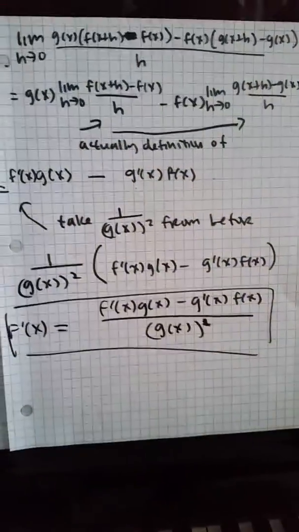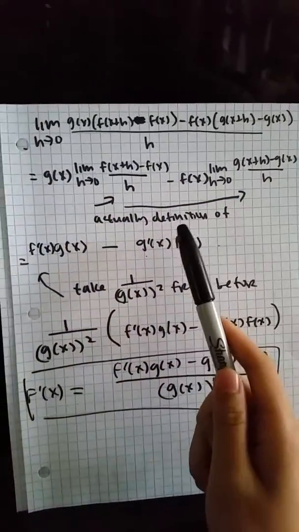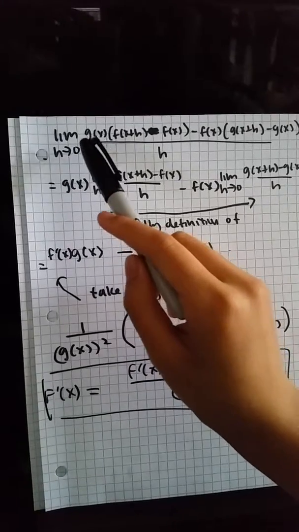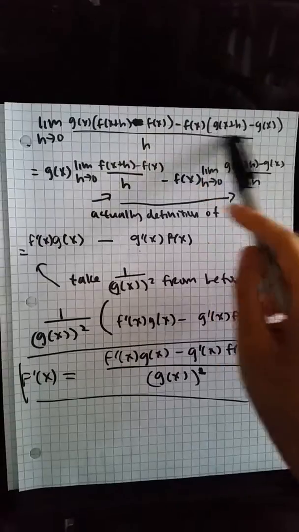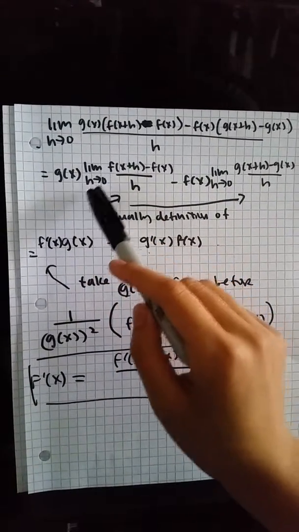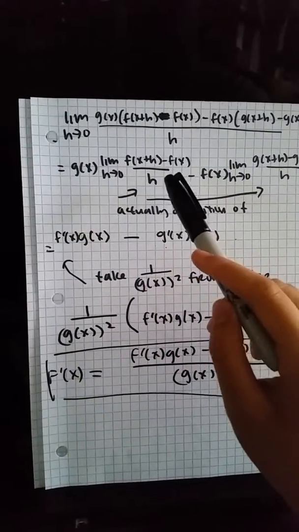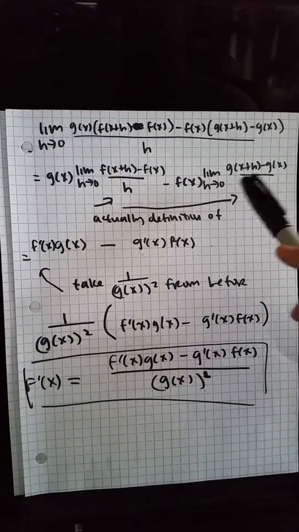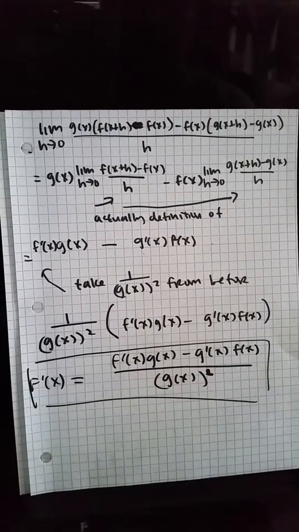And so we can then split this into two limits and then factor out. So by splitting it into two limits, first we factor out g of x from this first part and f of x from the second part, and then we split it into two limits. g of x times the limit as h approaches 0 of f of x plus h minus f of x divided by h, minus f of x times the limit as h approaches 0 of g of x plus h minus g of x divided by h.